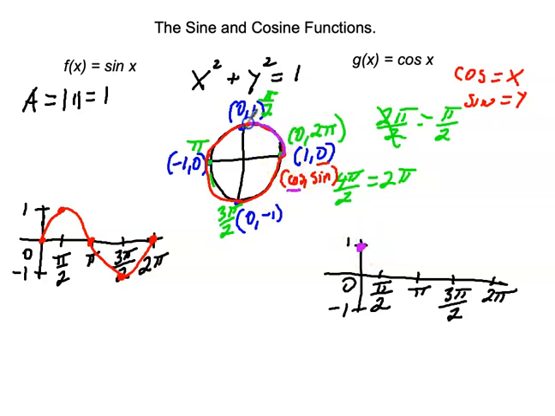And as we go to pi over 2, now the cosine is going to be 0. We're going to move to pi. At pi, the cosine is negative 1. Keep moving. At 3 pi over 2, the cosine is 0. And then after completing the full rotation, at 2 pi, the cosine is back at 1. So what we're going to do is try to draw this nice curve.